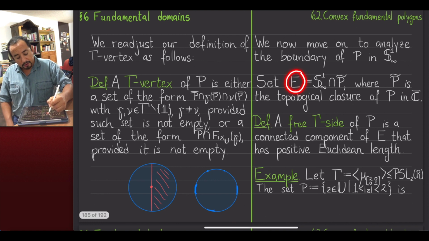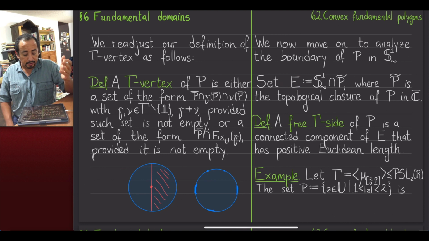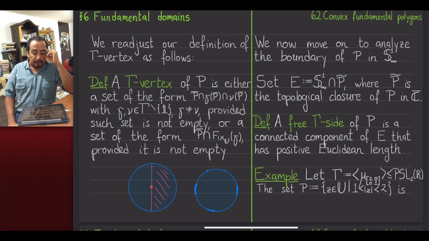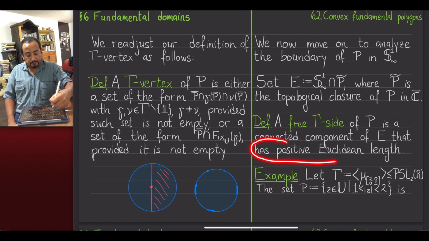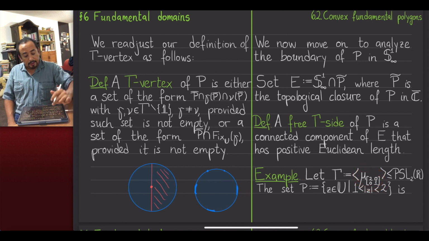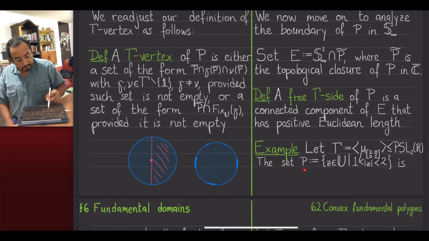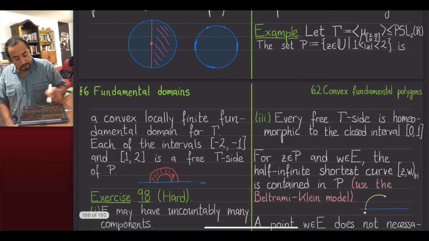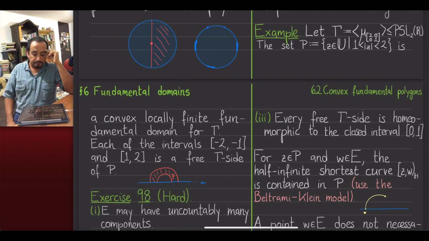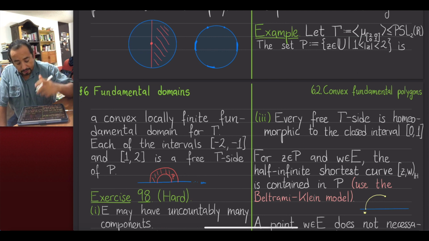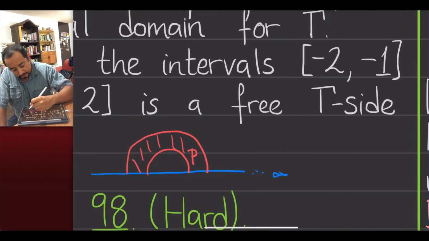Okay, so now this one, of course, is a topological space on its own. It breaks into connected components. Among such connected components, we consider the ones that have positive Euclidean length and call them free gamma sites. To give an example, consider the Fuchsian group generated by multiplication by 2. So it is clear that this sort of circular stripe is a fundamental domain for gamma. It's a locally finite fundamental domain. And you see here, these two would be free gamma sites.